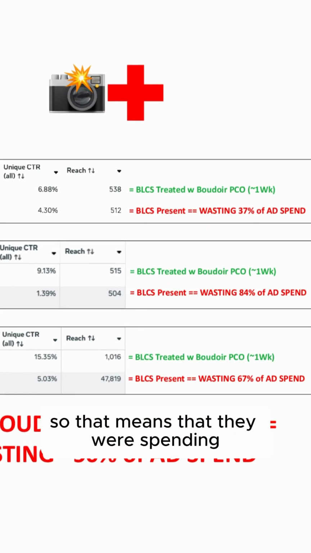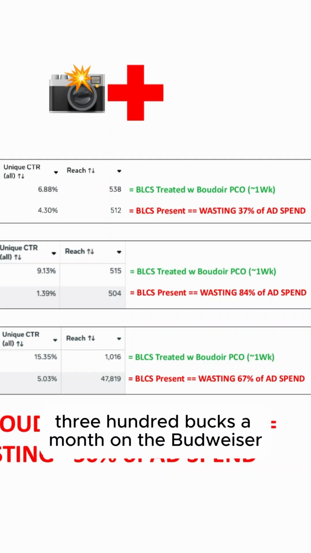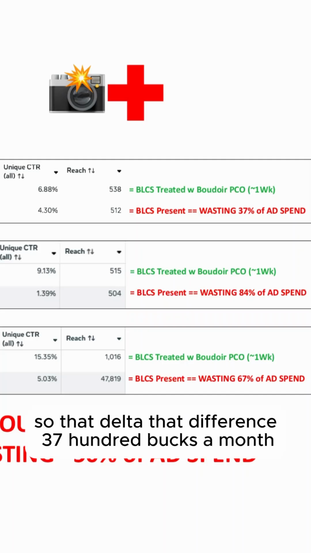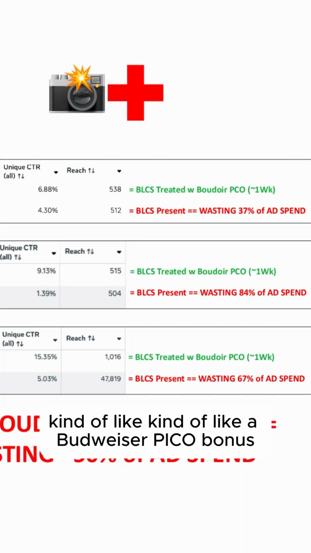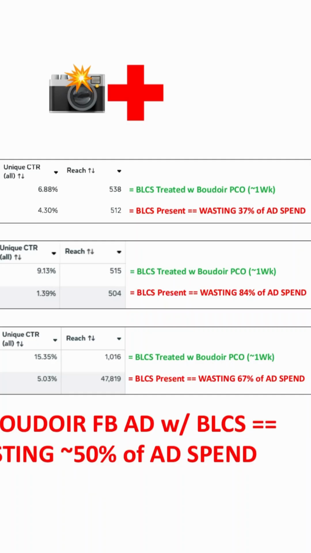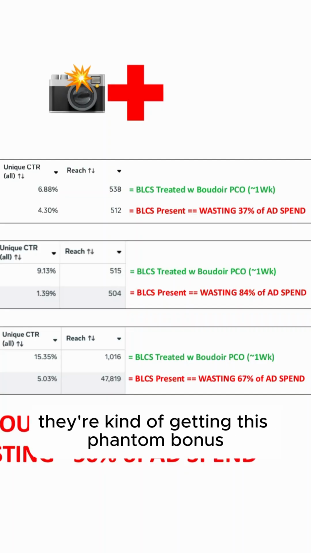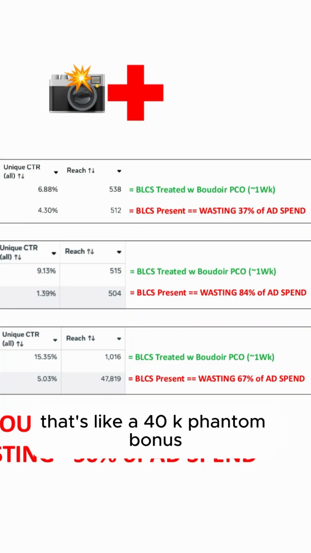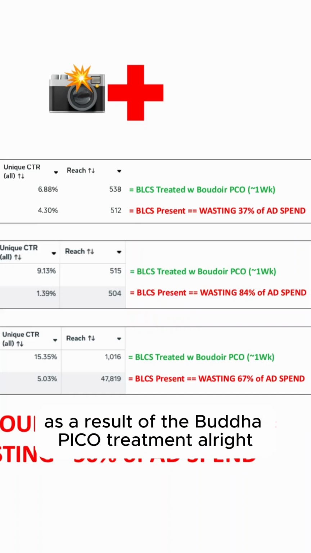So that means that they were spending 10 grand a month on the original Boudoir Facebook ad. Now they only have to spend $6,300 a month on the Boudoir Pico treated ad to get it into the same number of women's brains. So that delta, that difference, $3,700 a month, they can just pocket that as a phantom bonus. They no longer have to spend that on ads anymore, kind of like a Boudoir Pico bonus. As long as they keep advertising, they're getting this phantom bonus in the background, $3,700 every single month. And at the end of the year, that's like a 40K phantom bonus that stayed in their pocket that they didn't have to spend as a result of the Boudoir Pico treatment.